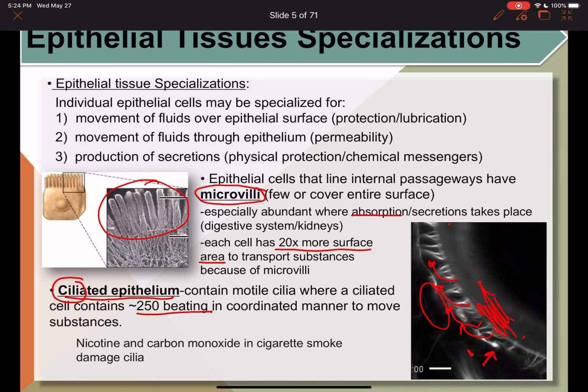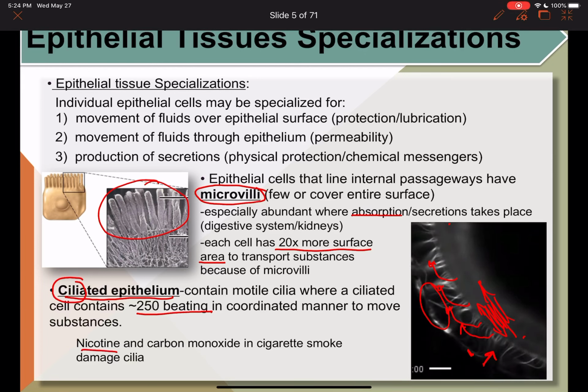Now, interestingly, the cilia that line our airways can be damaged by nicotine and carbon monoxide in cigarette smoke. So this is why they say this about people that chronically smoke. Now, I'm not saying that you smoke one or two cigarettes and then there goes your cilia. This is a gradual process.